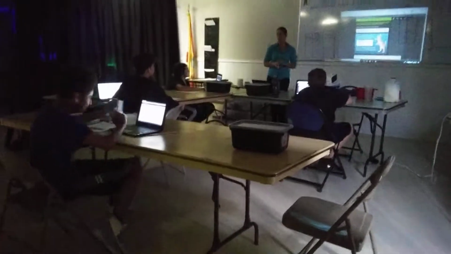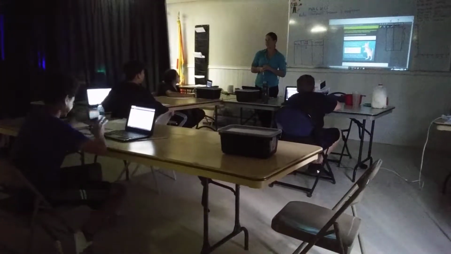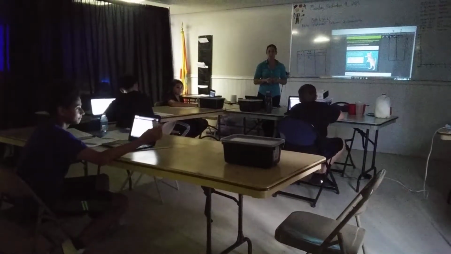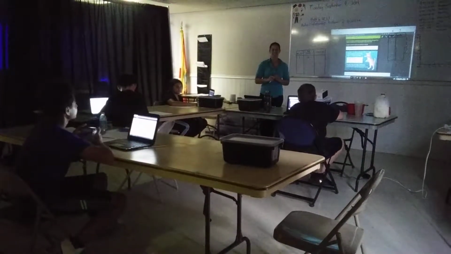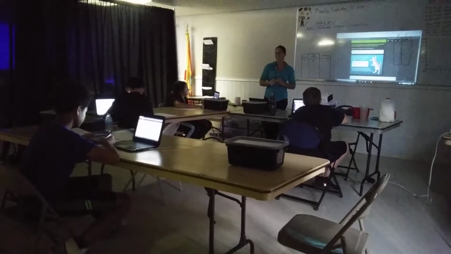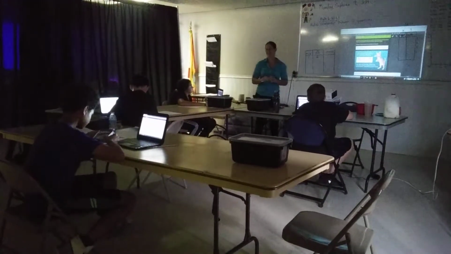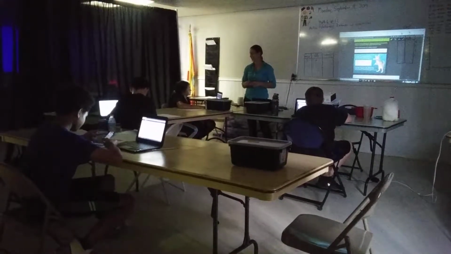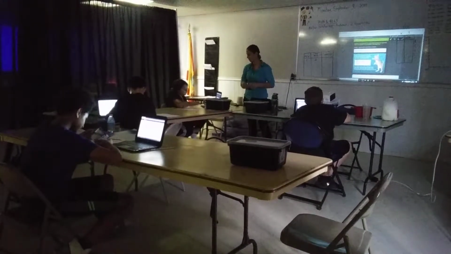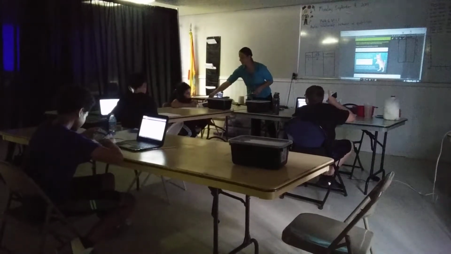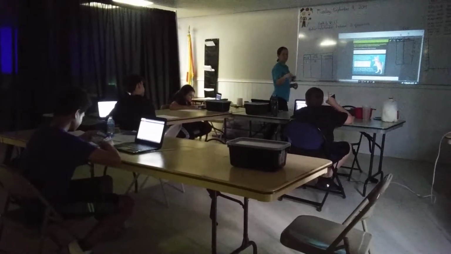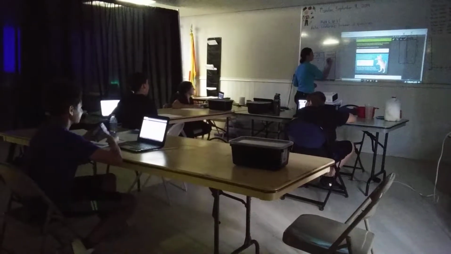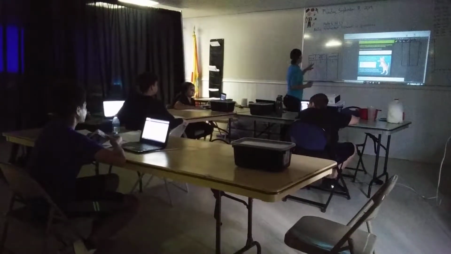How many servings does that make? Look at your container. Thomas, how many servings does that make? Angelo, how many servings does it make? The contrast on this isn't very good, but it is 4 servings.